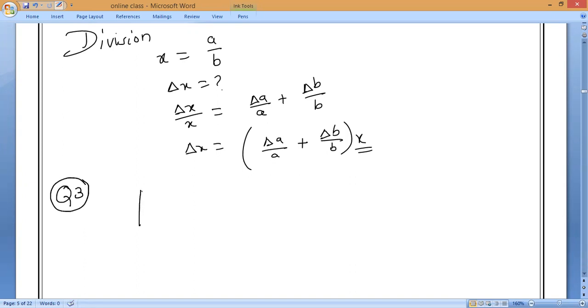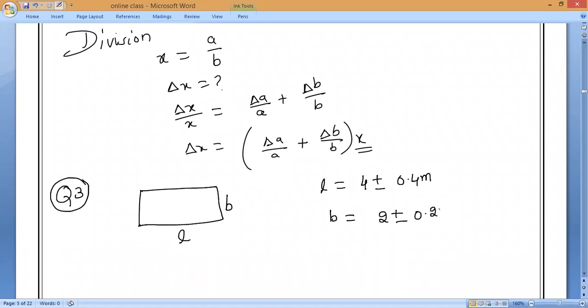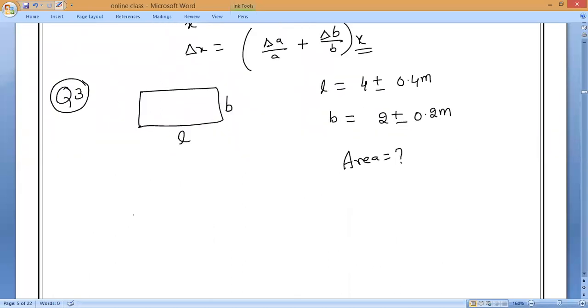So I am taking a rectangle having length L and breadth B. Now I am giving length L is equal to, be very careful, 4 plus or minus 0.4 meters, and breadth B is equal to 2 plus or minus 0.2 meters. Now area is equal to, what is the formula for the area of this rectangle? Area of rectangle is length into breadth, L into B.